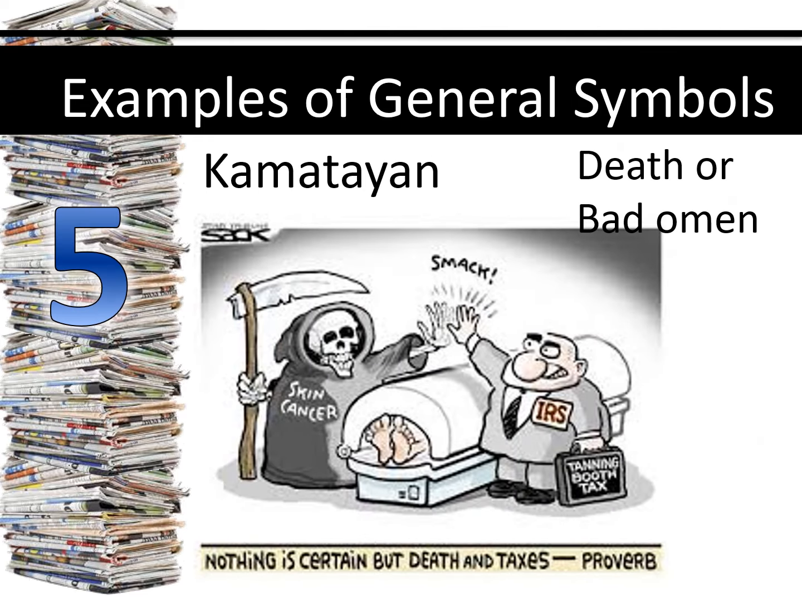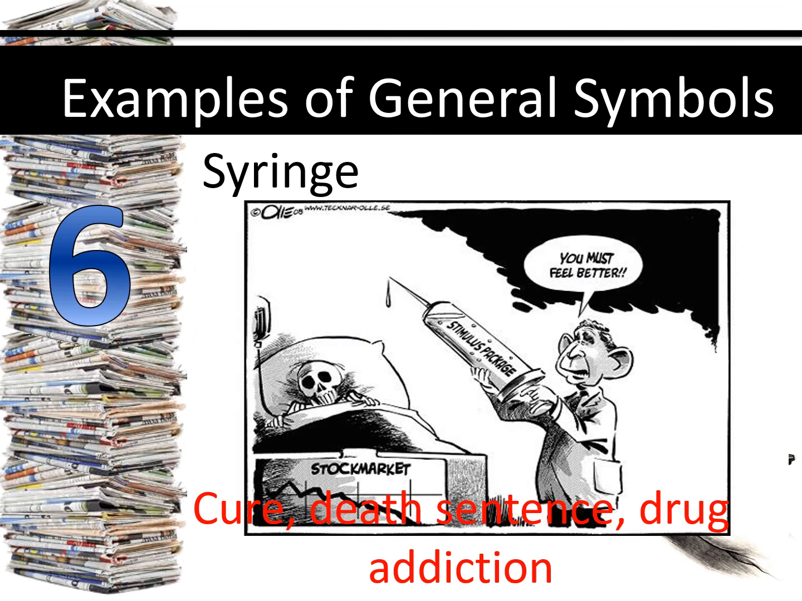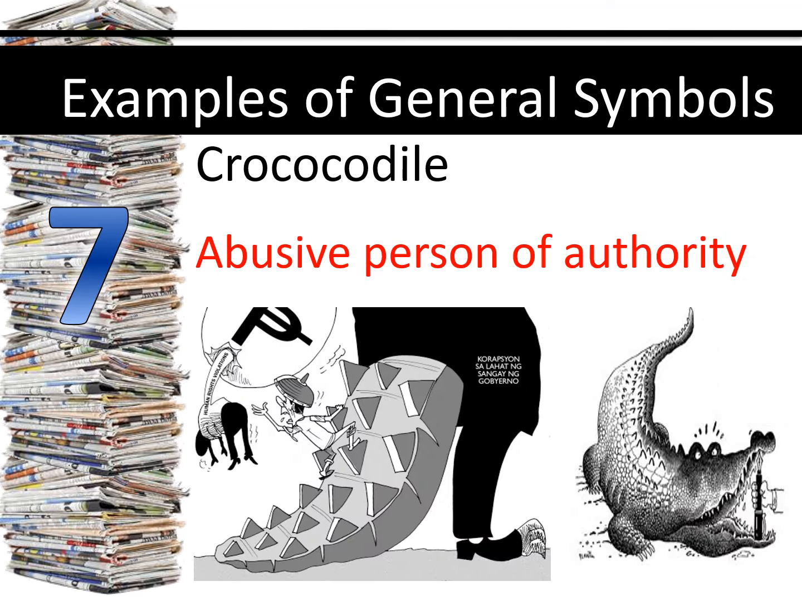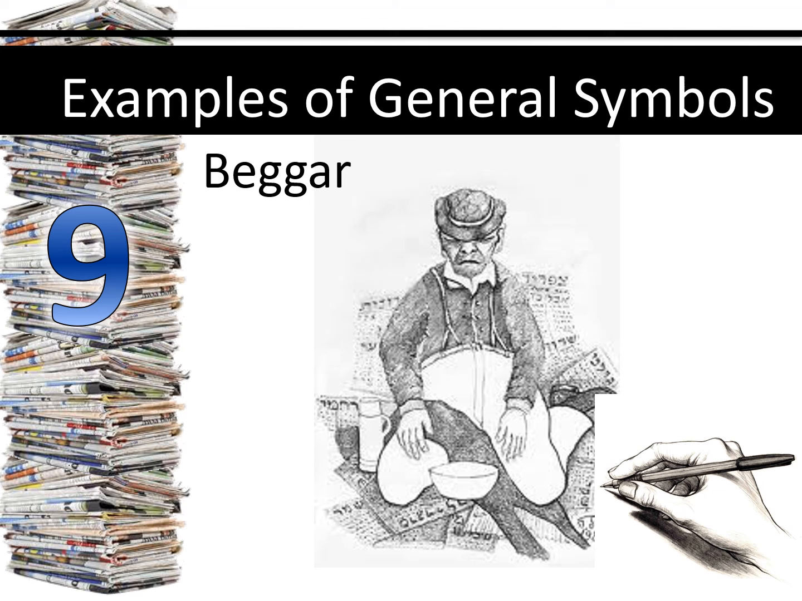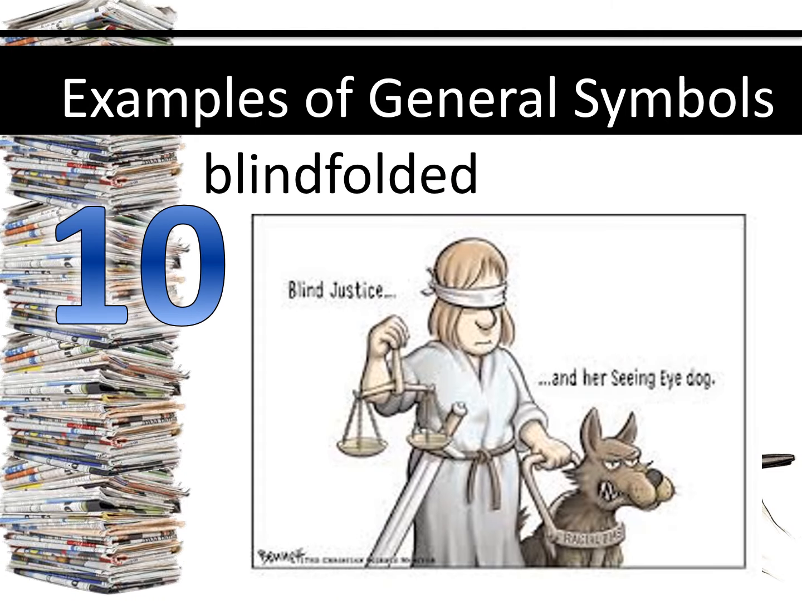Number 5, kamatayan, it means death or bad omen. Syringe, the injection, that means cure or death sentence or drug addiction. Number 7, crocodile. This means mga kurap na tao sa gobyerno or abusive people in the government or persons of authority who are corrupt. Number 8, mallet, it means justice. Beggar, it means poverty. Number 10, blindfolded woman, it means the lady justice, seeking justice. There is no justice, wanting, lacking justice.